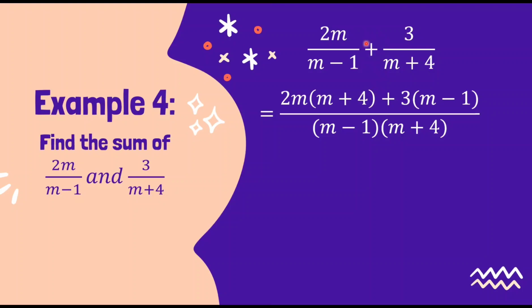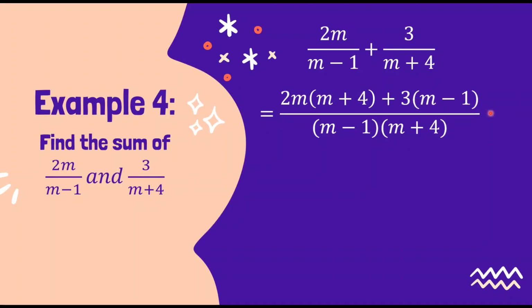And then copy the addition sign. Next is the second rational algebraic expression. Again, m minus 1 times m plus 4 divided by m plus 4. They have a common factor, so we can cancel the two common factors. Then let us copy m minus 1 and multiply it to our numerator, which is 3. So we have plus 3 times m minus 1. I hope you are following our steps.